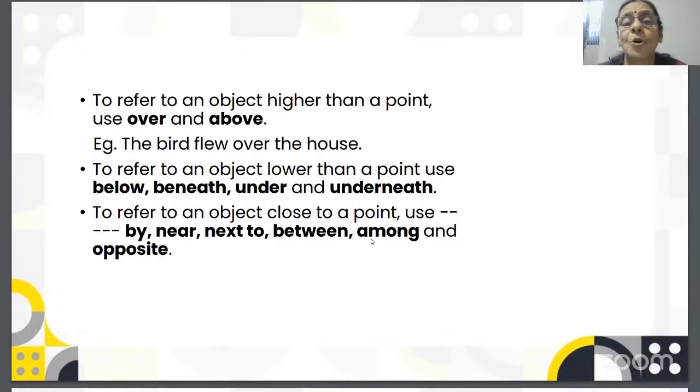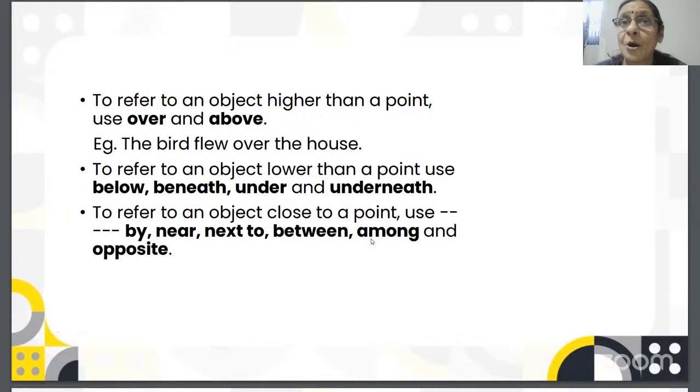To refer to an object higher than a point, use over and above. The bird flew over the house. Normally, we use over when there is a movement shown, and above we use when there is no movement. For example, we have a terrace above our building.